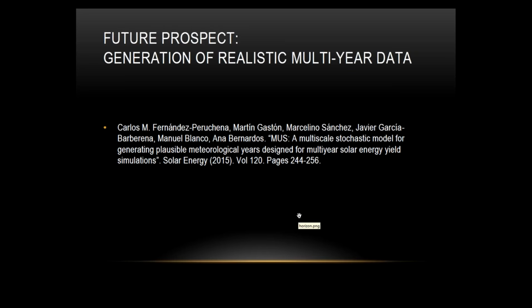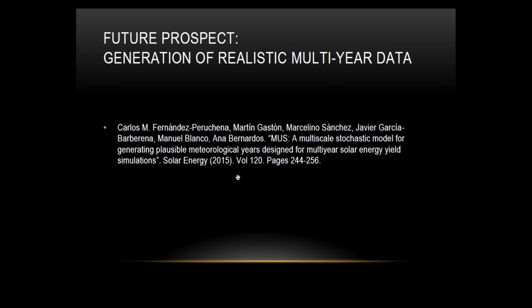So, well, now I'm almost done. A future prospect which we have been looking into in the Beyond TMY group, and particularly Manuel Blanco, who's also co-author on this paper here, is generation of realistic multi-year data. So if you know how to describe the data statistically, you can then make artificial data for a large period, which also then can be used to sample uncertainties, statistical uncertainties.